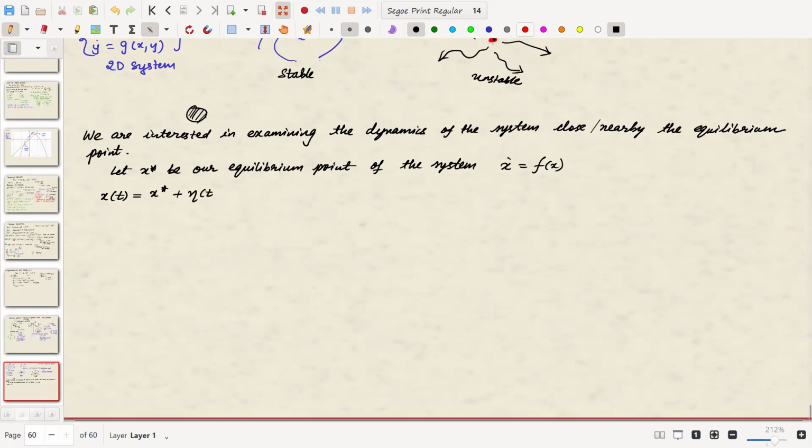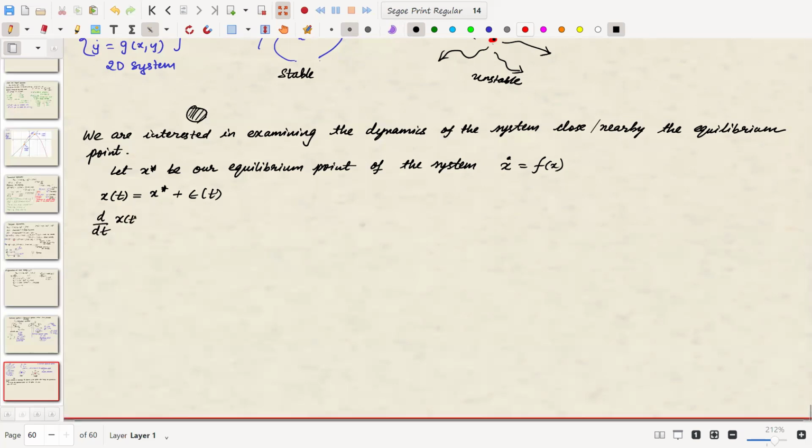You can take epsilon as well. I have written eta in my notes, but you can take epsilon also, following the tradition that epsilon is always small. So x of t equals x star plus epsilon of t. Since we are always interested in x dot, we take the derivative on both sides. What happens if you take the derivative on both sides?